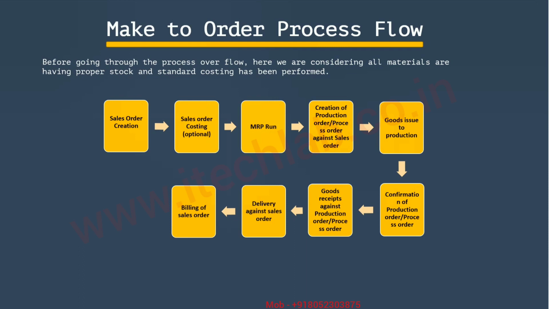We will do the MRP run. Then after the MRP run, we are going to create a production order which is against a sales order. Look, in MTS we just create a production order. There, no sales order is used. But in MTO we are going to use a sales order to create the production order, because that product is for a specific customer. And the rest of the steps are the same.